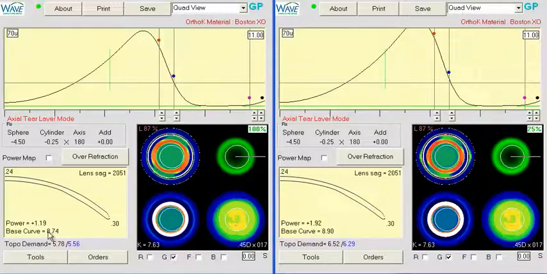So we initially started with the very first lens design, 8.74 base curve, power of 1.19. This one had a residual refraction of a diopter and a quarter. Now we're up to an 8.90 base curve lens, target power of 1.92, and this should take care of that remaining amount of not astigmatism but myopia and get your patient seeing a little bit better.